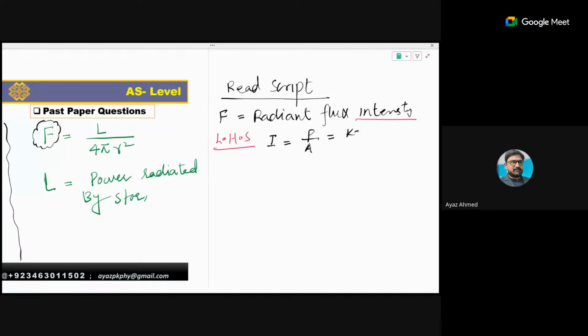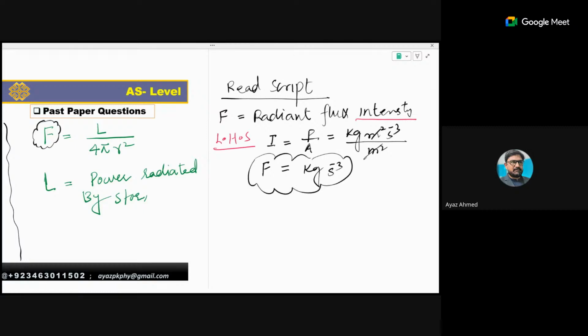So it is kg m square s minus 3 divided by m square. So the m square will be gone. That will give you kg s minus 3. This is the radiant flux intensity, or the SI base unit expression of your left hand side.